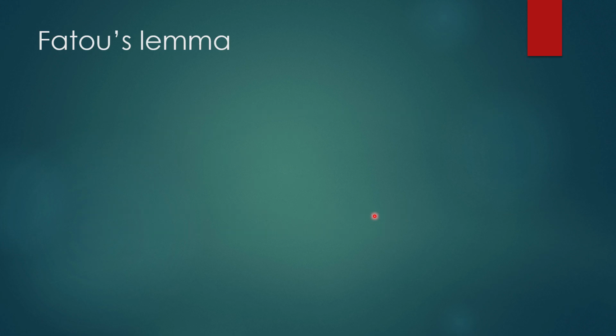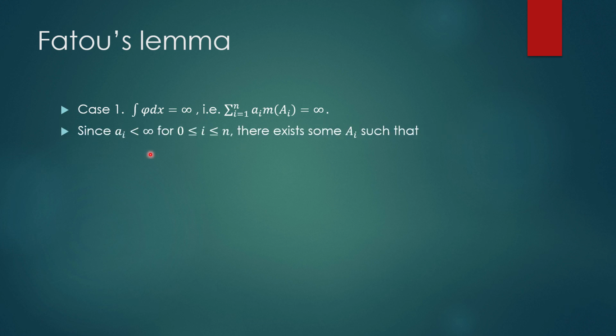Case number 1: suppose the integral of phi is equal to infinity, that is, the summation of i running from 1 to n of ai times the measure of Ai is exactly equal to infinity. Because the integral, according to the definition, is equal to this summation, and this is infinity, this sum is equal to infinity. Since the ai are finite, for some i, the measure of the set Ai should be infinity.